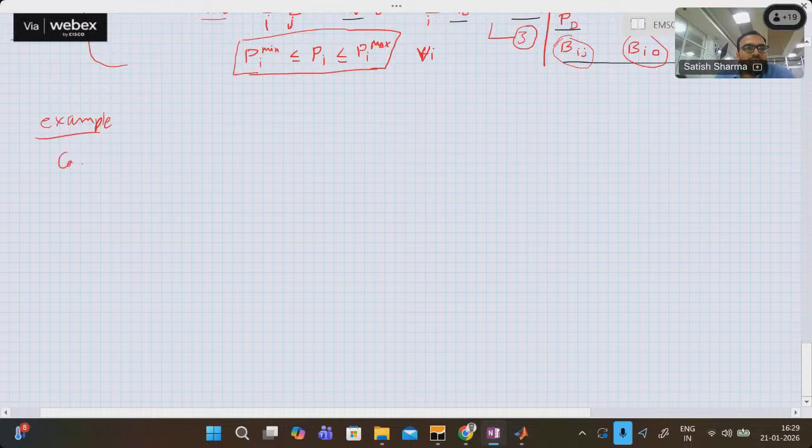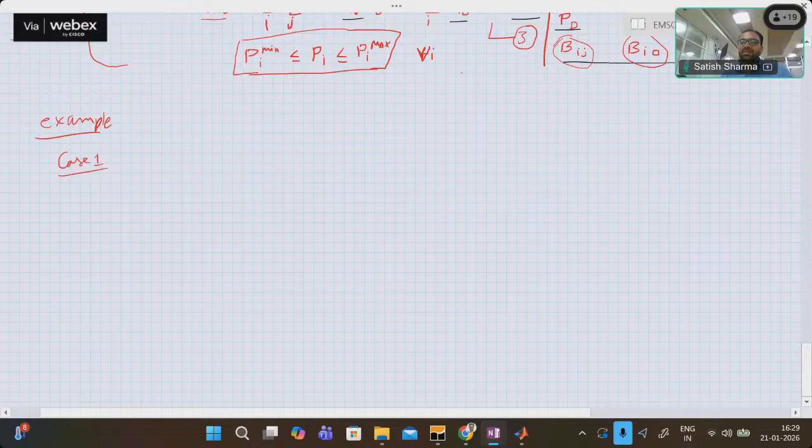Case 1, does the dual variable represent incremental cost in this scenario? We will come to that part as well.